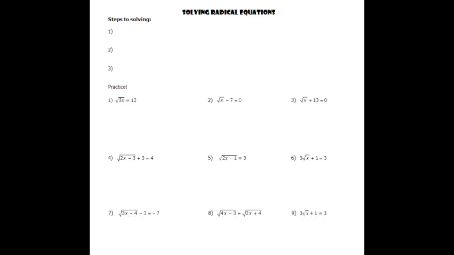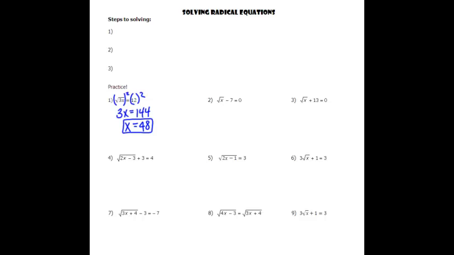So in the first case, the radical is alone. So I basically square both sides. And I get 3x, that eliminates the square root, equals 144, and x equals 48. Fine, right? And the square root of 3 times 48 is 144, which is 12, so it does check. Number two, get the square root alone.